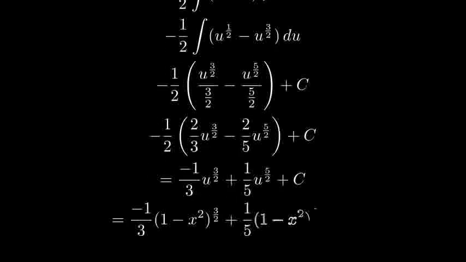The solution to the integral is negative 1/3 times the quantity 1 minus x squared to the power of 3 halves plus 1/5 times the quantity 1 minus x squared to the power of 5 halves plus c. That's our final answer. And we've evaluated our integral using the substitution method.